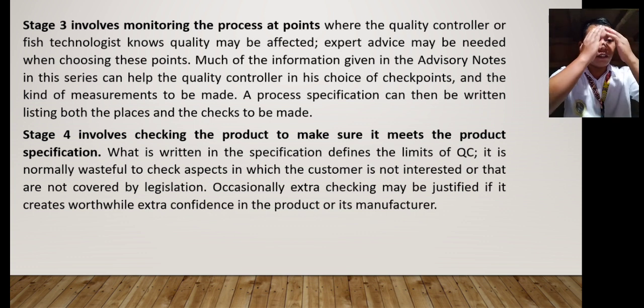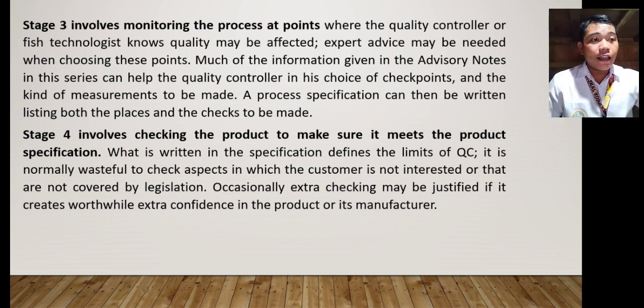Stage 3 involves monitoring the process at points where the quality controller or fish technologist knows quality may be affected. Expert advice may be needed in choosing these points. Much of the information given in the advisory notes in this series can help the quality controller in his choice of checkpoints and the kind of measurements to be made.